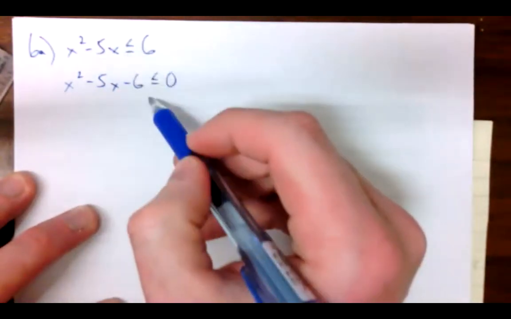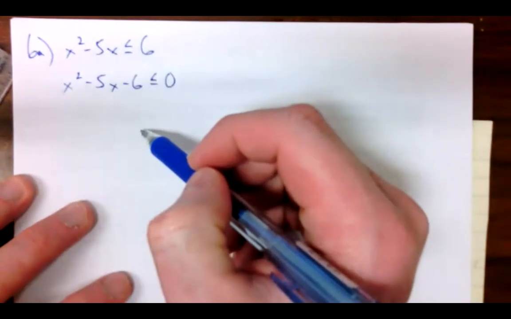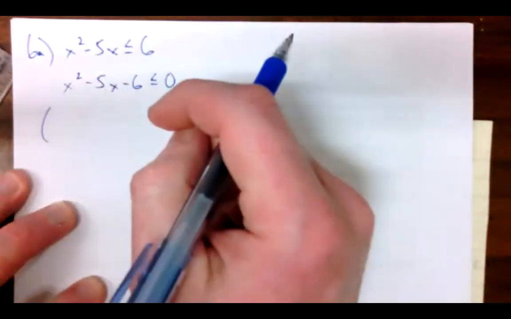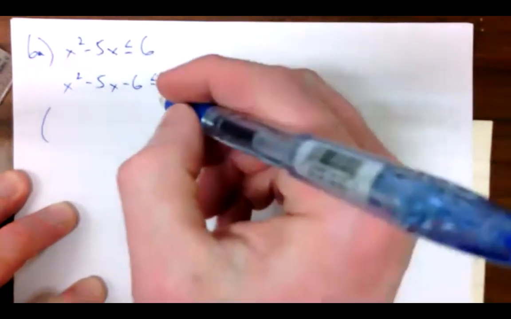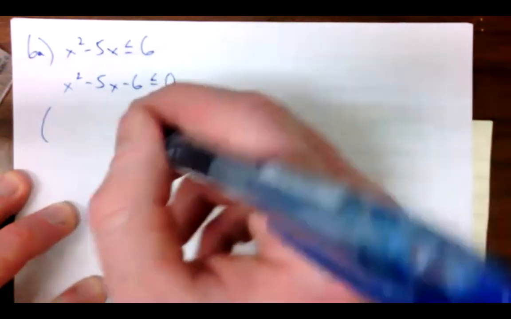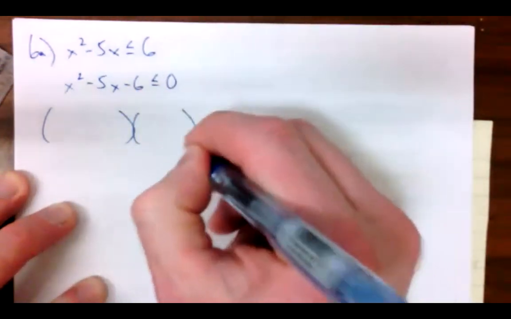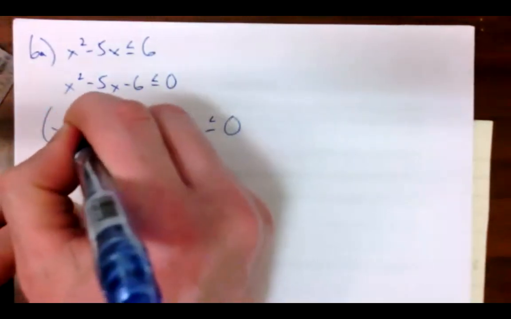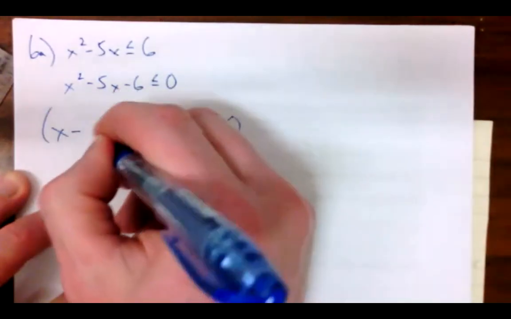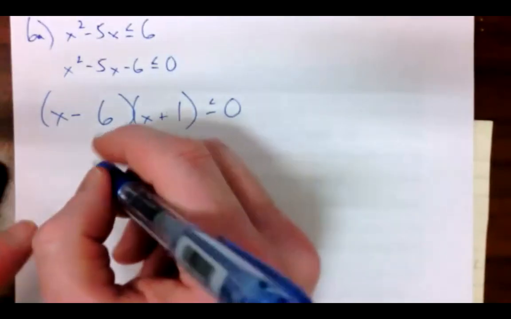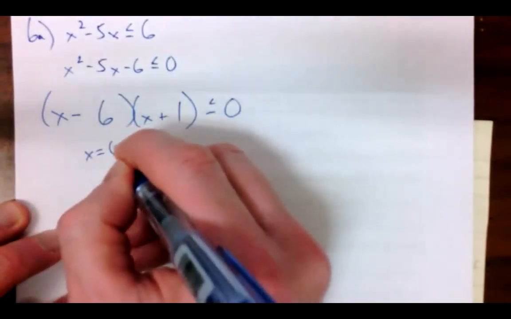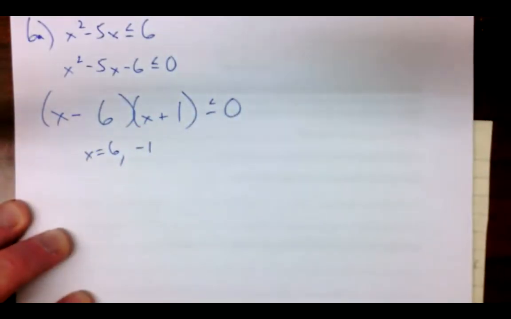We don't flip the inequality unless we multiply or divide by a negative. So now we factor this. Okay, anyways, so this is x minus 6, x plus 1. So our zeros or our points of interest are x equals 6 and negative 1.